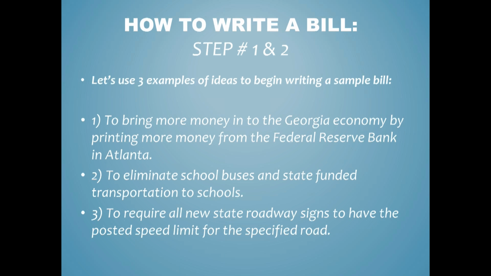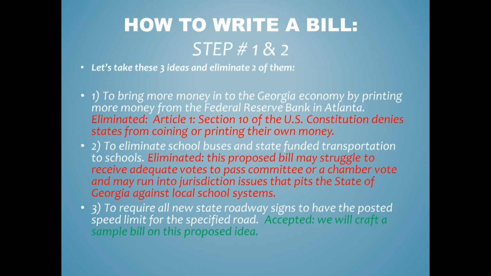So what we're going to do as an example to teach the process of how to go about crafting a bill for Junior Youth Assembly is we'll look at 3 sample ideas, and then we'll weigh the ideas and see which one is the best one to craft a sample bill for. The first idea is to bring more money into the Georgia economy by printing more money from the Federal Reserve Bank in Atlanta. The second idea is to eliminate school buses and state-funded transportation to schools. And the third idea is to require all new state roadway signs to have a posted speed limit for the specified road.